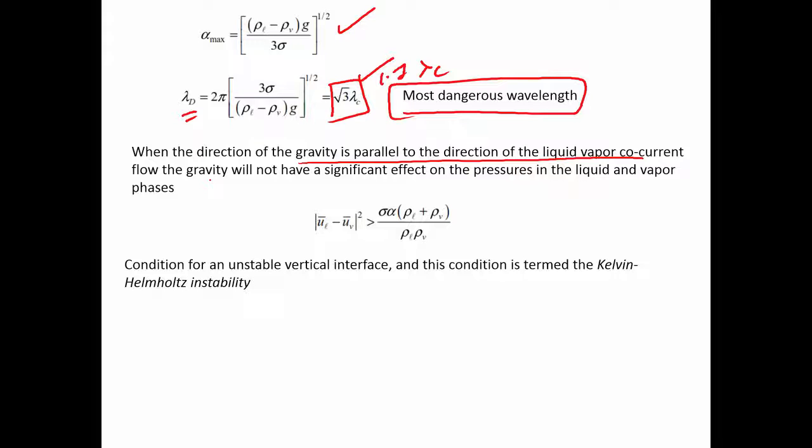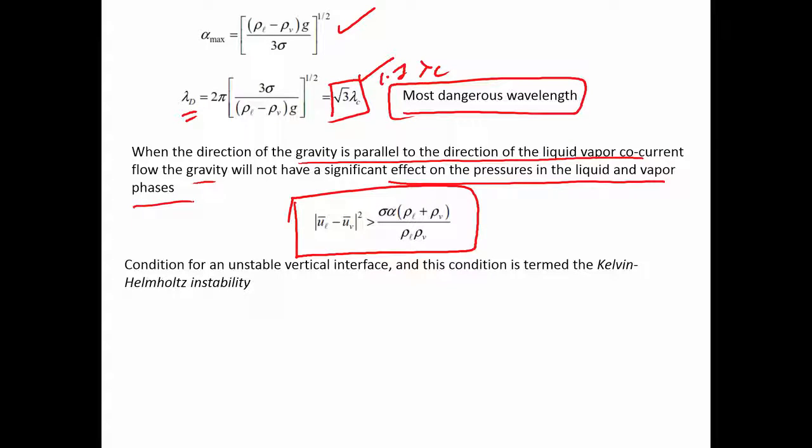Now, in this case the gravity was perpendicular to the flow direction, right. In the case of the other configuration, the vertical flow, you actually have gravity which is in the direction of the flow. In that particular case, you can show this, okay, and there gravity does not have a significant effect on the pressure of the phases. So, there you have this particular expression satisfied, okay. So, it is basically (UL minus UV) squared on this side, and it is only surface tension now which plays a role, right, which opposes.